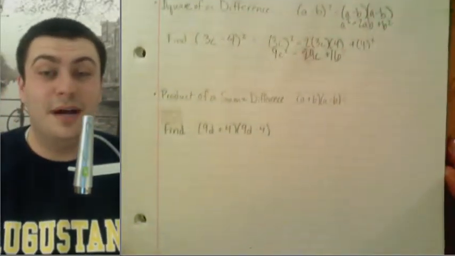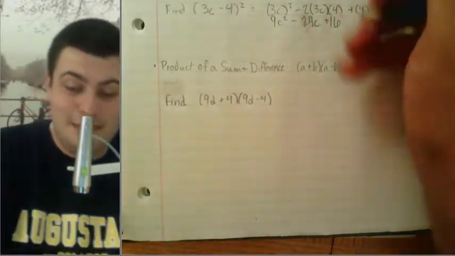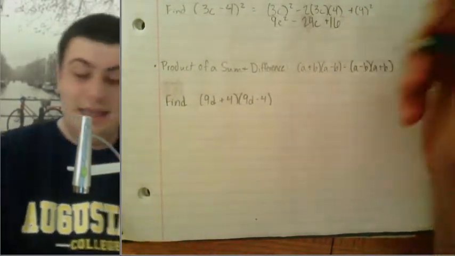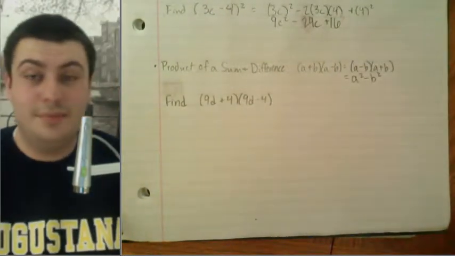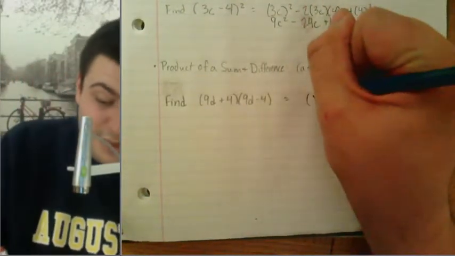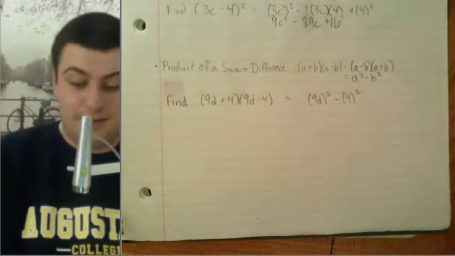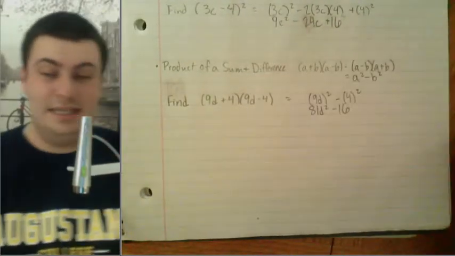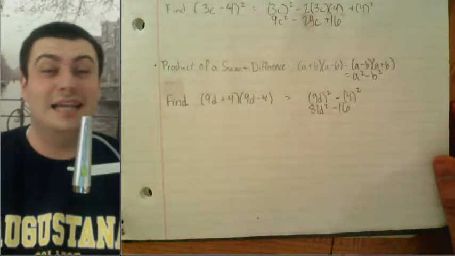Now, when we have a product of a sum and difference, so if we have the group a plus b times the group a minus b, also we could see it as the group a minus b times the group a plus b, here's where we're going to have a squared minus b squared. So if we have (9d plus 4) and (9d minus 4), we can say that we have 9d squared minus 4 squared, or 81d squared minus 16. This is also known as a difference of squares, and we'll see this a lot later on in the end of the chapter.